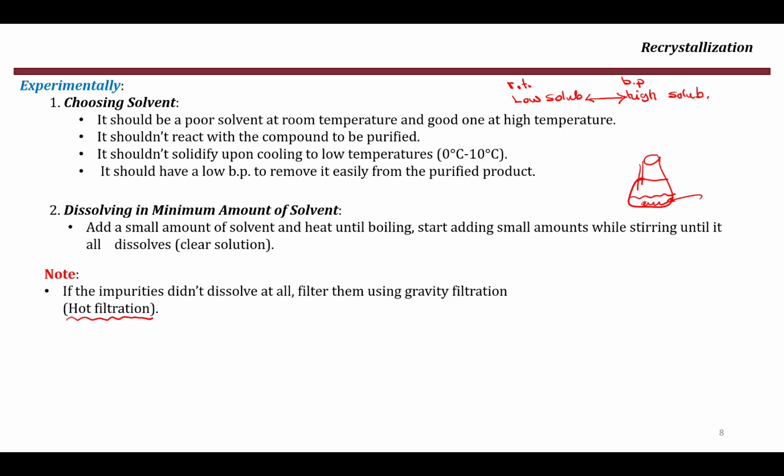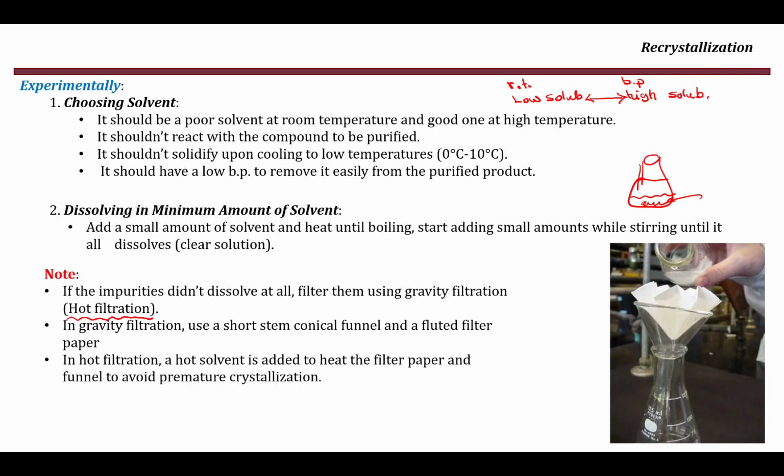Again, whenever you have impurities which don't dissolve at all, even after heating for a long time, you have to do something which is called hot filtration. And in gravity filtration, we use a short stem funnel. It's a funnel with a short stem, and then we add a filter paper, which we call a fluted filter paper. You will see this in the lab, how to make this fluted filter paper.